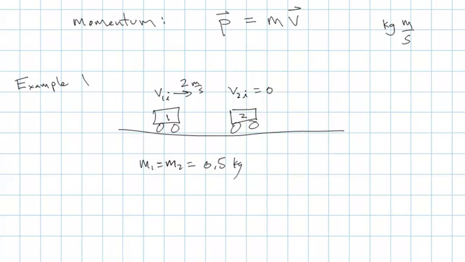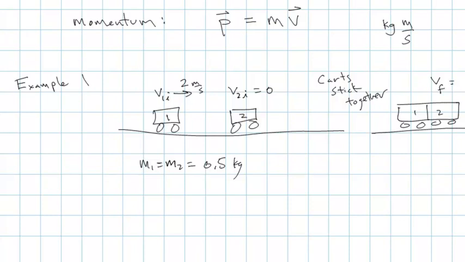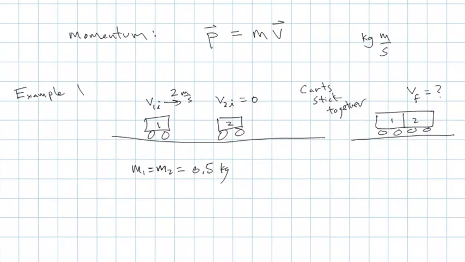What's going to happen? Cart 1 is going to collide with cart 2, and they're going to stick together, form one object. And they're going to move with some speed. I'm going to call that v final. We want to know what is v final.